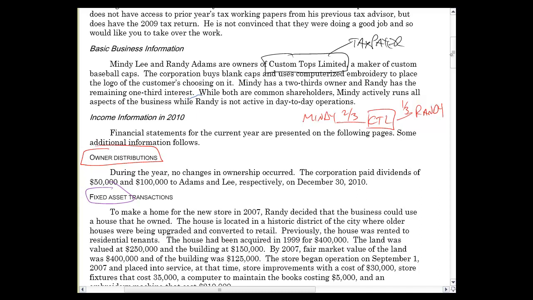Okay, so let's look at this one. During the year, no changes in ownership occur. Oh, phew. Right, no acquisition of control.